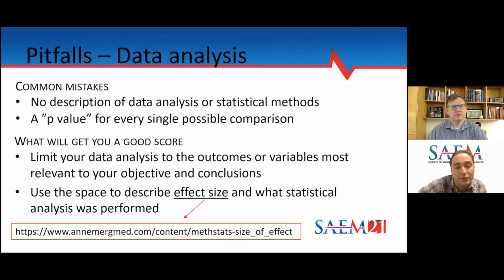So what we suggest to get you a good score is limit your data analysis to those outcomes or variables that are most relevant to your objective and your conclusions. And then describe not only the statistical significance, but the effect size and what statistical analysis you did. If anyone has a question, and Nick mentioned this in terms of confidence intervals, et cetera, about what the difference is between just reporting statistical significance and effect size, I refer you to this really short, single paragraph from Annals of Emergency Medicine that covers that and does a really good job. Links to the CONSORT guidelines as well.